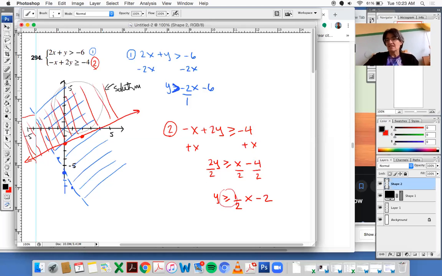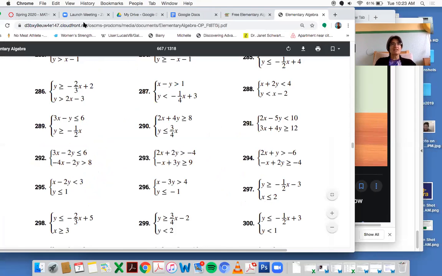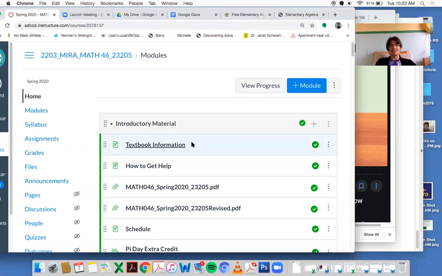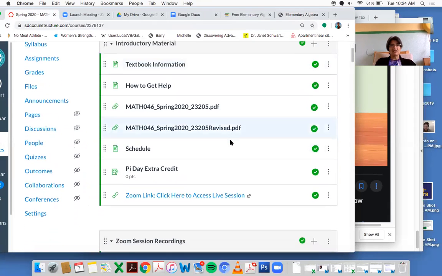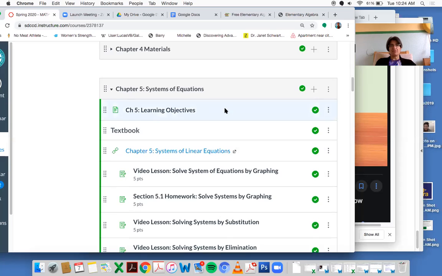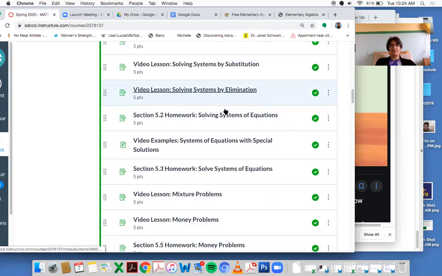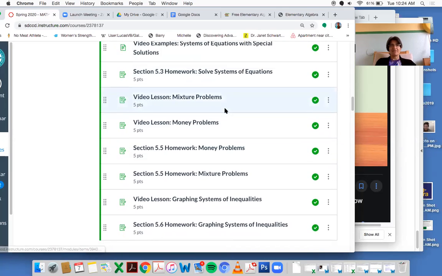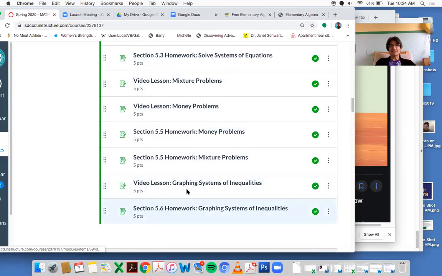Okay, so let me show you where the homework is. Okay, so for this section right here, you're going to do the homework in Canvas. All right, so here's the Canvas page. So that's the home page, right? So in the chapter 5, these are all the homeworks. Okay, so we're at the last 2 ones.